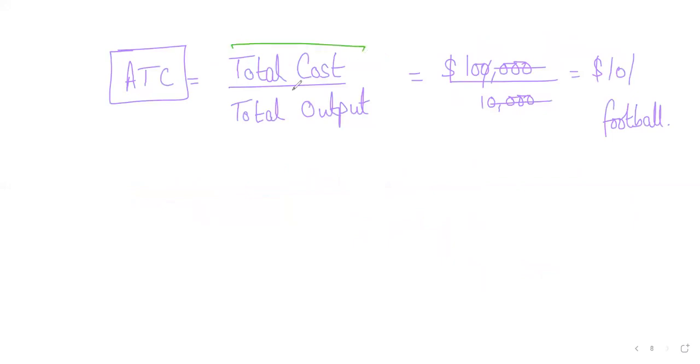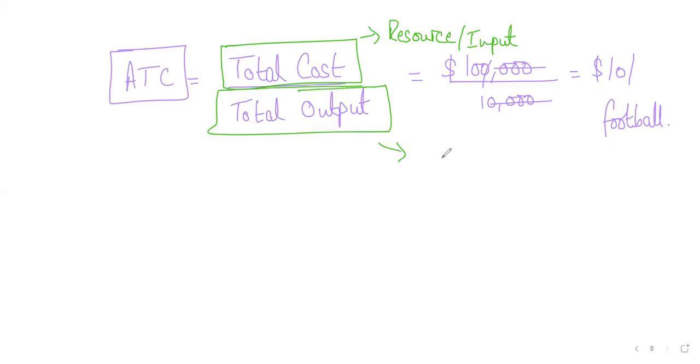Pay attention. Cost is basically how much you are spending. That is your resource, or the input. The more inputs you use, the more resources you use, the higher your cost will be. Do you agree with me? If you're using more resources to produce something, the cost will be higher. And what is your output? As you already know, output is the final product that you produce.